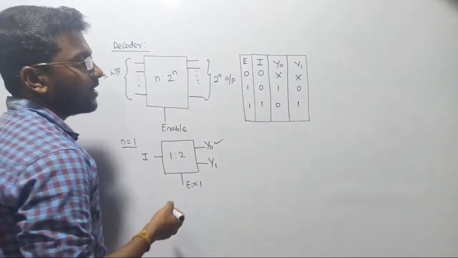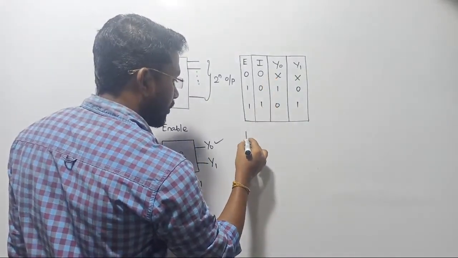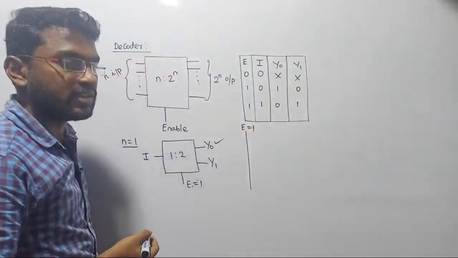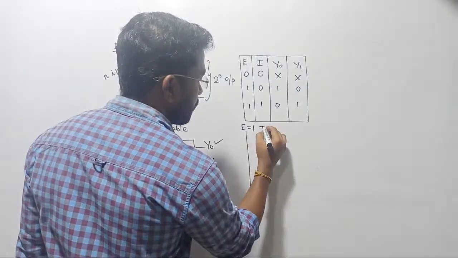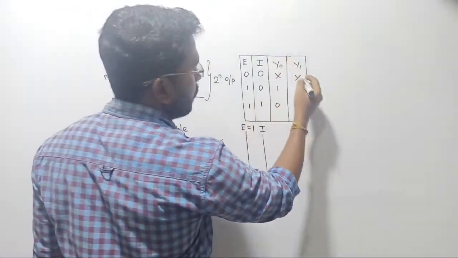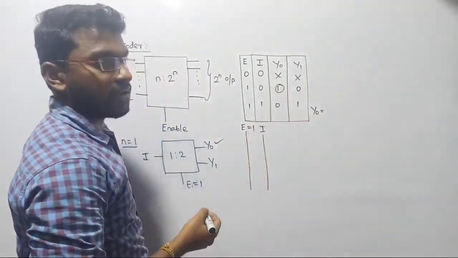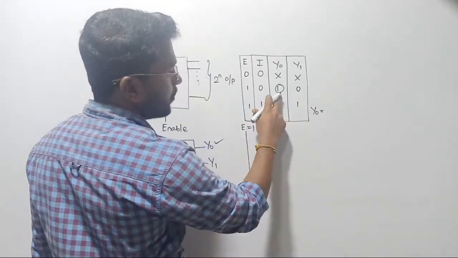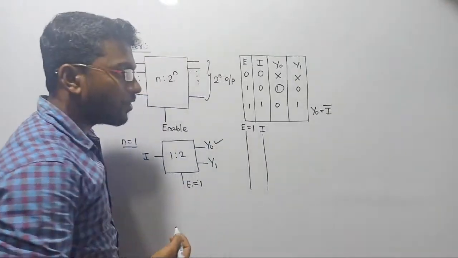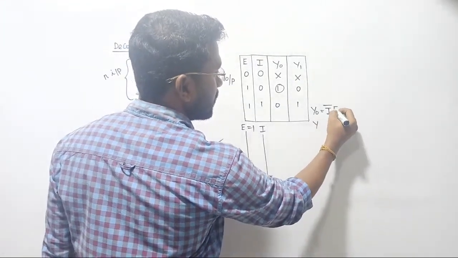Clear? So let us see how to implement this circuit. In order to implement this circuit, I am in need of one enable pin, and we should set the enable value as 1 in order to receive the output, and then we should talk about the input also. Now what is the value of y0 here? Y0 is equal to, we are receiving only one output line, so the min term is 1 when we are receiving I bar. We should just take the complement of the input line.